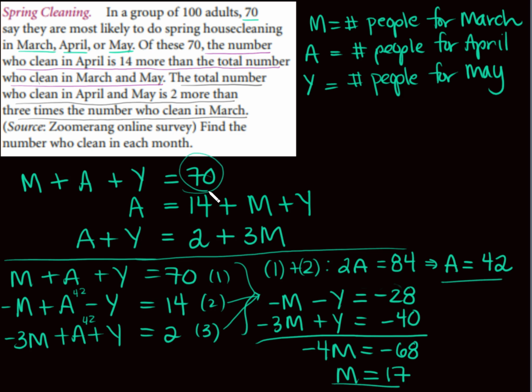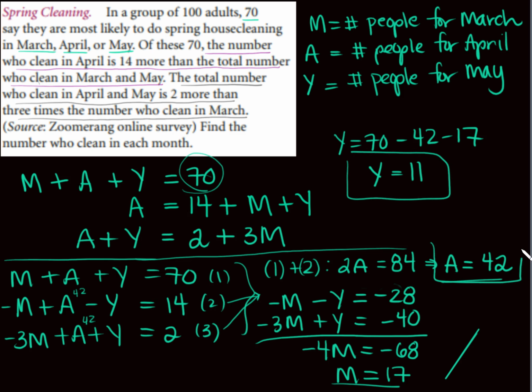And you know what? I'm going to use my calculator. Seems like the higher I get in math, the worse my arithmetic skills get. So what do I get Y to be? Y equals 11. And of course, I'd put a nice, pretty little bow on it by writing this in a sentence. So the number who prefer cleaning in March is 17. The number who prefer cleaning in April is 42. And the number who prefer cleaning in May is 11. I hope that makes sense. I hope that's pretty straightforward. I think that probably is.